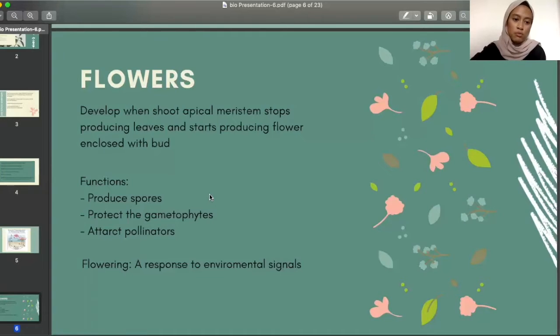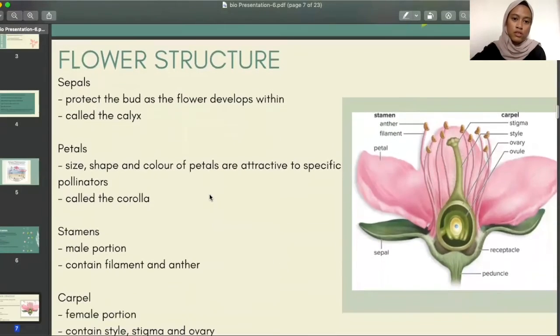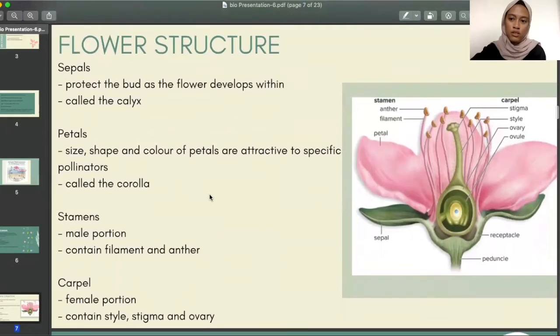Next we will move on to the flower structure. The first structure is the sepals. As you can see, this is the sepal, and it is the leaf-like structure of the flower. It is mostly green, and the function of the sepal is to protect the bud as the flower develops within. Sepals are also known as the calyx.